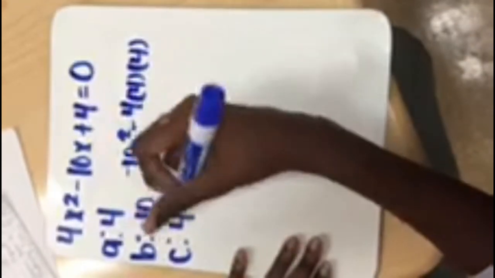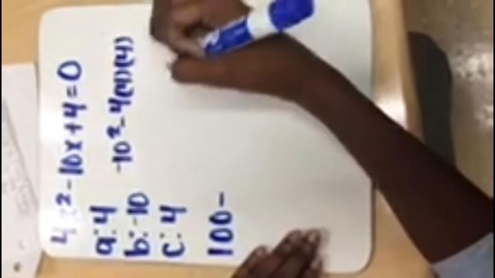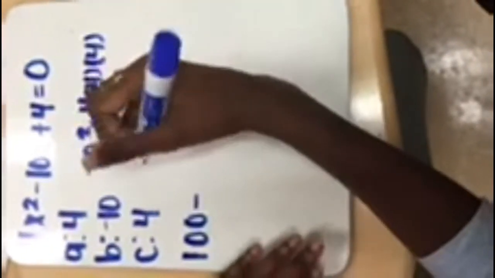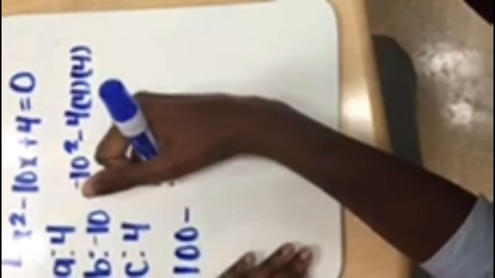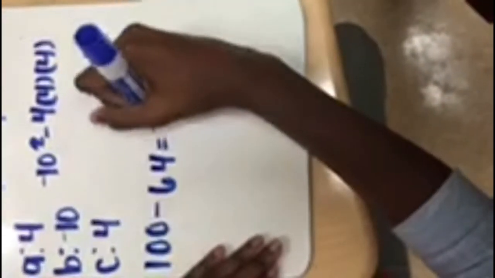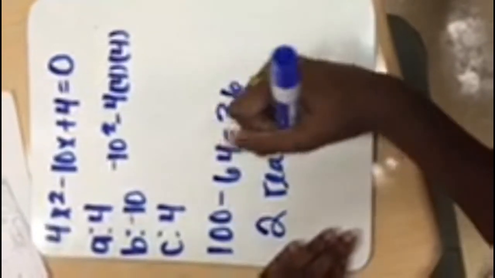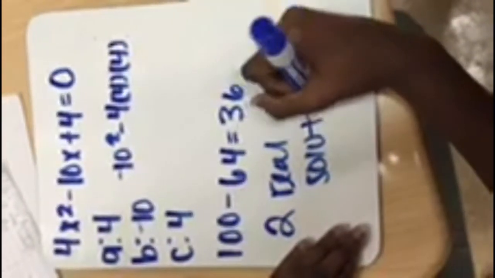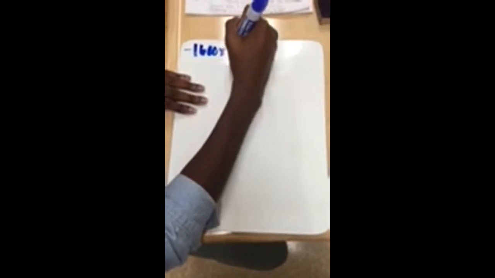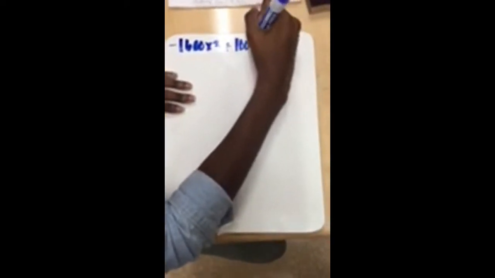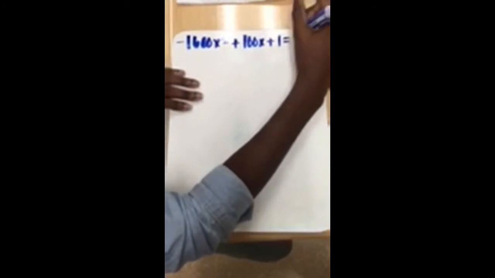Negative 10 squared is 100 minus 4 times 4 is 16, times 4 is 64. 100 minus 64 is 36. The solution is positive, so it will be 2 real solutions. Going to our difficult problem, which is negative 1,600x squared plus 100x plus 1 equals 0.